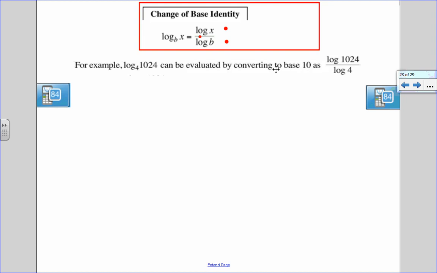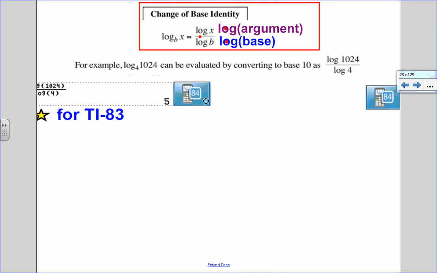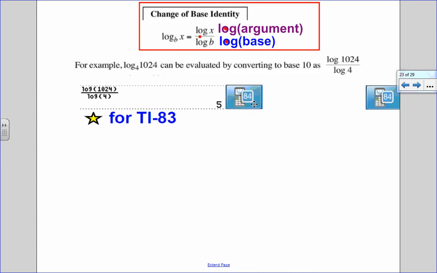So this is called the change of base identity. So log base b of x is the same as log of x, log of the argument, divided by log of b, log of the base. Okay, so as an example here, log base 4 of 1024 can be evaluated by converting to a base of 10 because these ones here don't have a base stated. So there's an invisible base of 10. So this change of base identity is how the TI-83 calculators evaluate their logs.